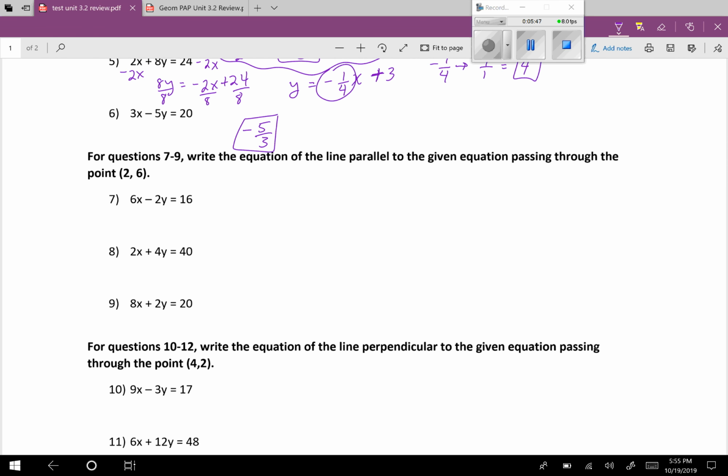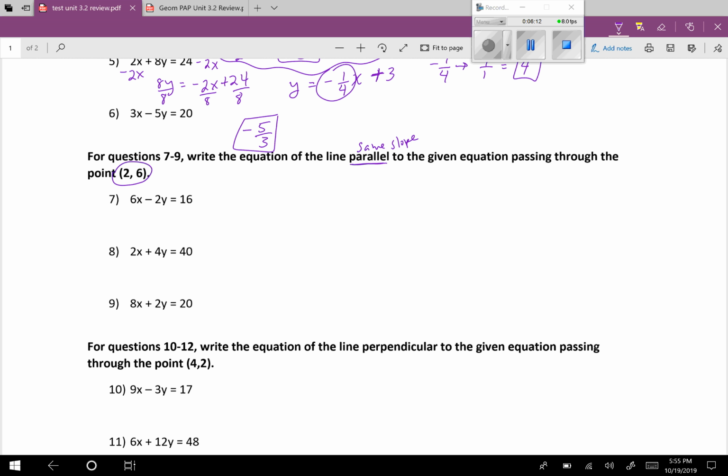All right, for questions 7 through 9, it says write the equation of the line that is parallel to the given line and passing through the point (2, 6). So parallel, remember, means the same slope. Okay, and then we're going to have to use the point slope form to use this point and whatever slope we find to get the new equation.